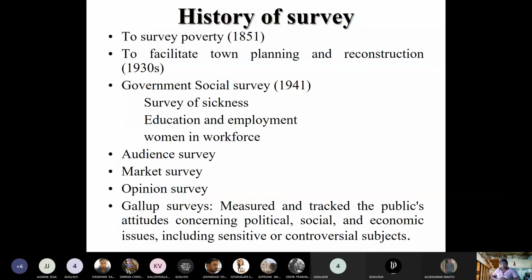But in general, what exactly happened? In course of time, we started surveys in different segments and different sectors. Then one of the major surveys historically is the audience survey. Suppose I am organizing a research methodology course or a training program, and I call 10 resource persons.